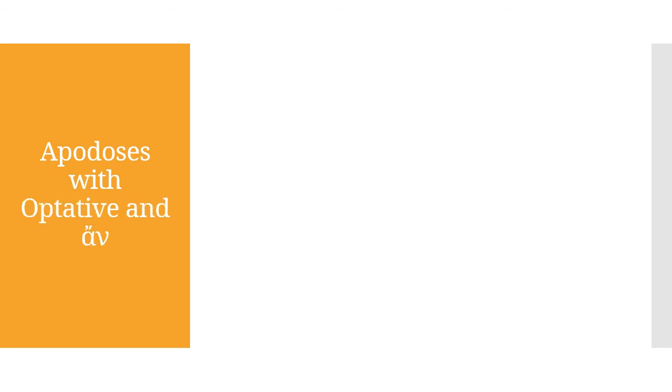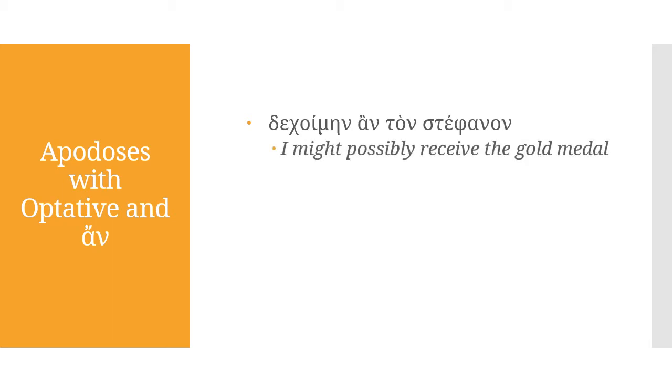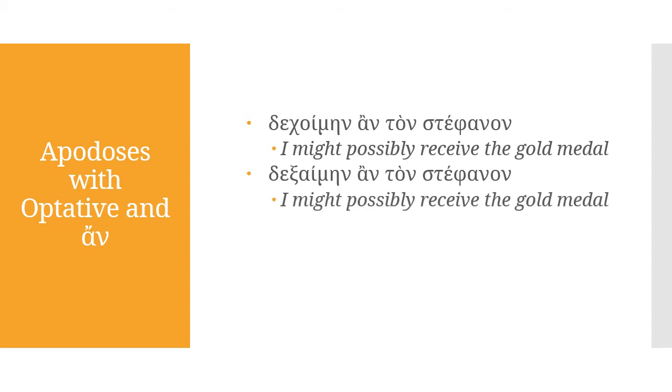Now, apodoses with optative and an. And notice that we're dealing with the then part of the clause first. This is important. Because it can stand by itself, you need to be able to hear it by itself. So, dechoimen an ton stephanon. And I might possibly receive the gold medal. Dexaimen an ton stephanon. I might possibly receive the gold medal.